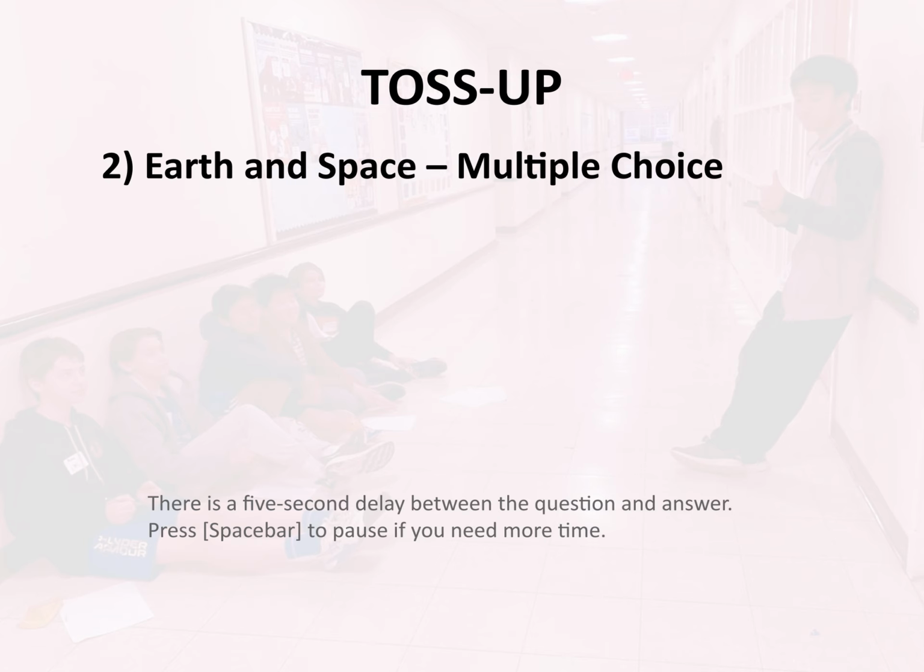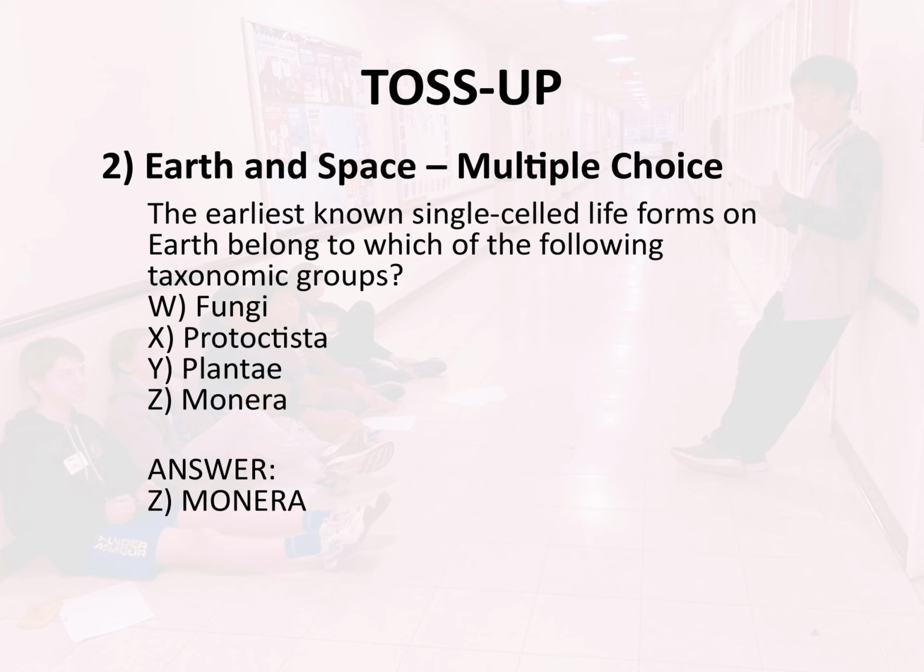Toss-up 2. Earth and space, multiple choice. The earliest known single-celled life forms on Earth belong to which of the following taxonomic groups? W. Fungi. X. Protoctista. Y. Plantae. Z. Monera. Answer. Z. Monera.